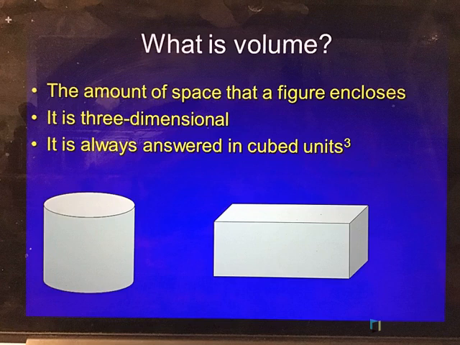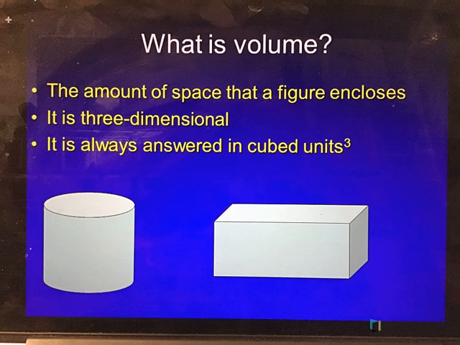All right, today in this video we're going to be talking about what is volume, what is the formula for volume, and how to use that formula to find the actual volume of a particular 3D shape. So first, what is volume? It's the amount of space that a figure encloses. It is three-dimensional. It is always answered in cubic units, cubed.